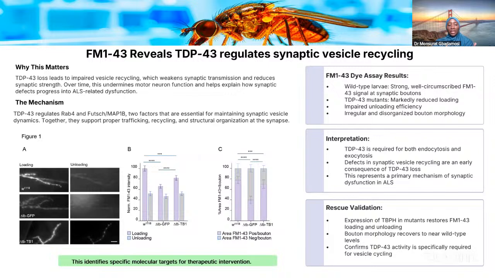So what we did was to get FM1-43. You see, this FM1-43 is just a dye that can be incorporated into the synapse, via the plasma membrane into the neuronal membrane this time around. It gets into the neural membrane, gets into the vesicles. It can get in through the process of endocytosis. It can also get out through the process of exocytosis. You can do all this by stimulation using potassium chloride.